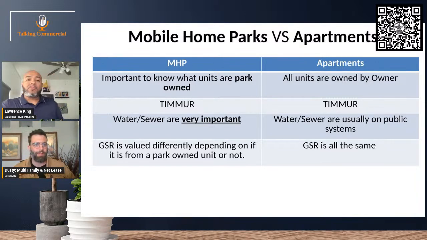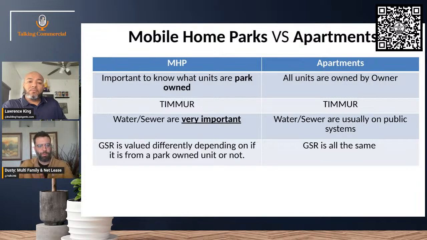When you're looking at mobile home parks, you ask how many units are park owned and how many are tenant owned? That's a very important question, because it's going to change what you're willing to pay for it. Not necessarily the cap rate, but it's really going to factor into how much per unit you're willing to pay for these little mobile homes.